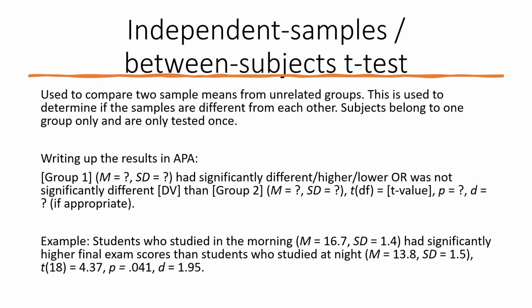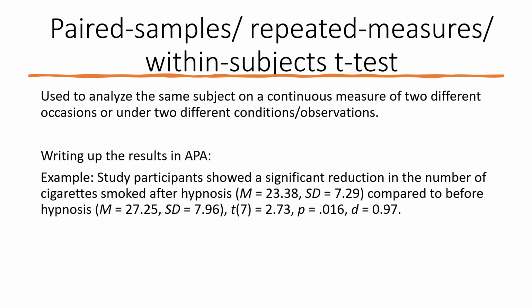The example here is students who studied in the morning, with their mean and standard deviation, had significantly higher final exam scores than students who studied at night, with that group's mean and standard deviation. And because it was significant, the t-test is again reported.